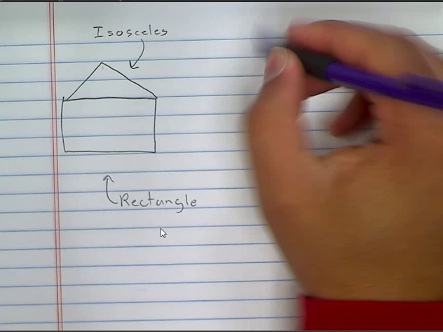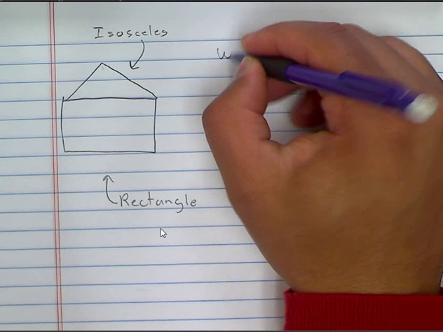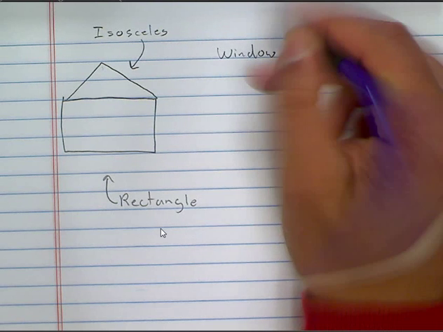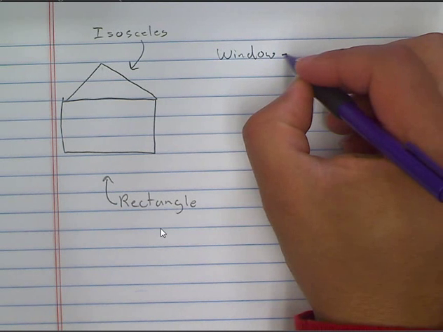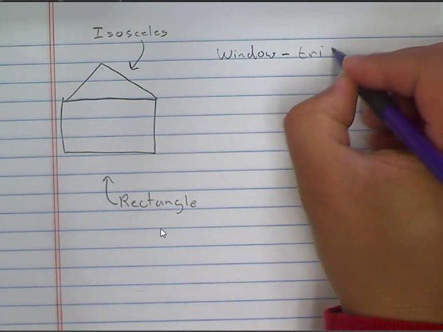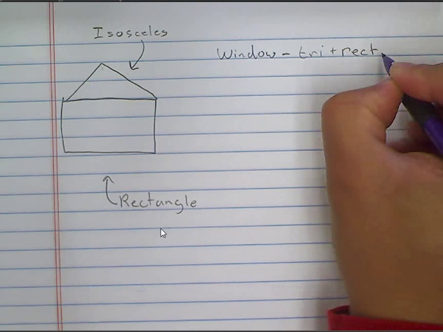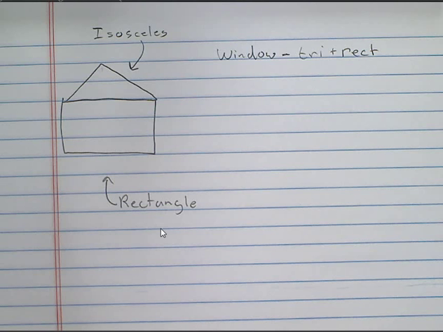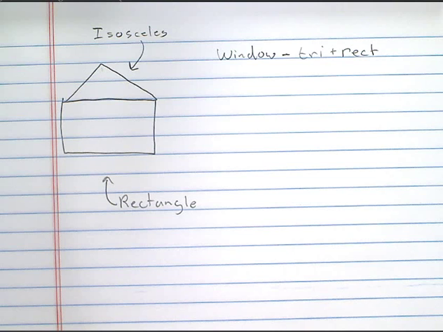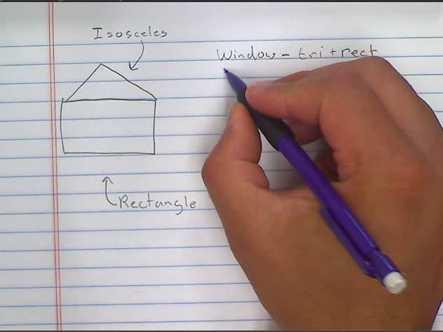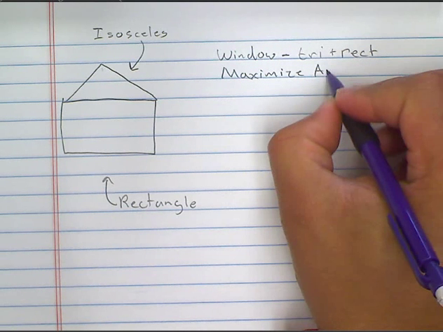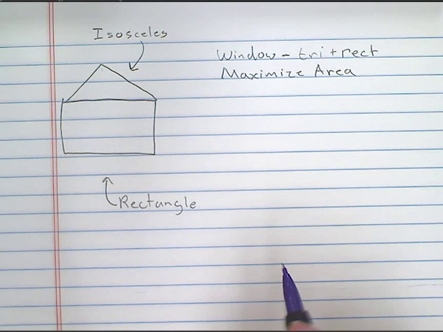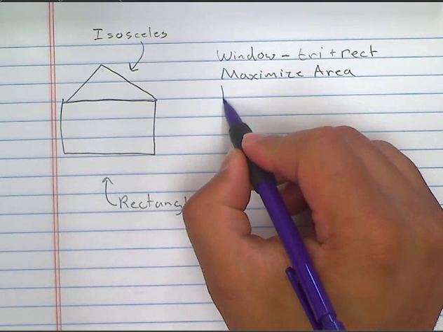And what we want is, this is a window. It's made up of a triangle and a rectangle. And we want this window to let in as much light as possible. So we want to maximize area. But we're given a fixed perimeter. P is equal to 20 feet.